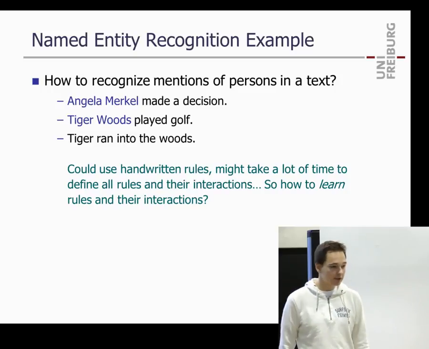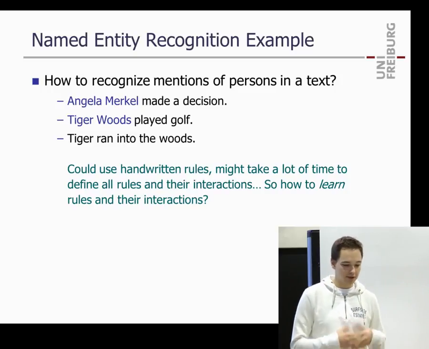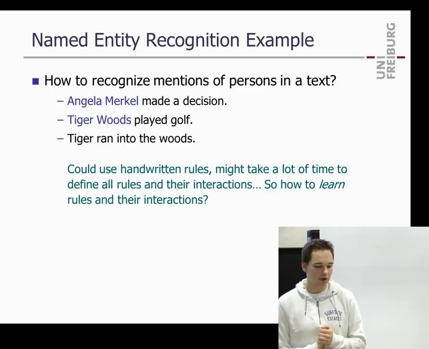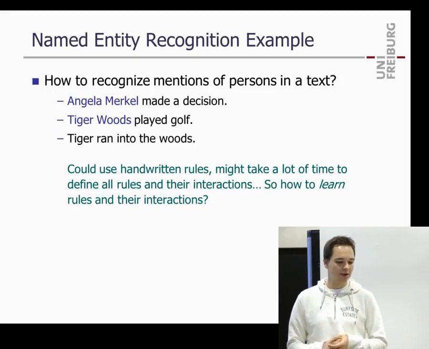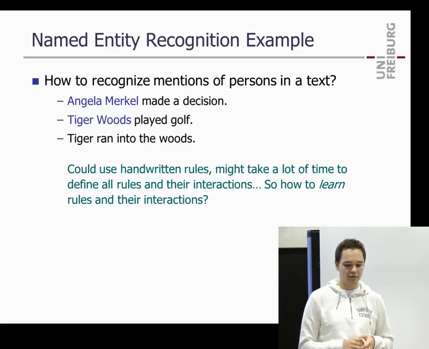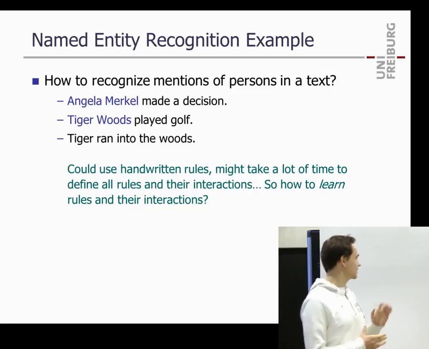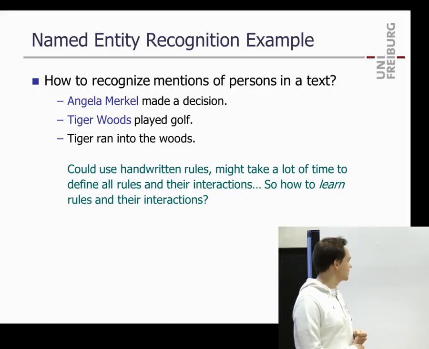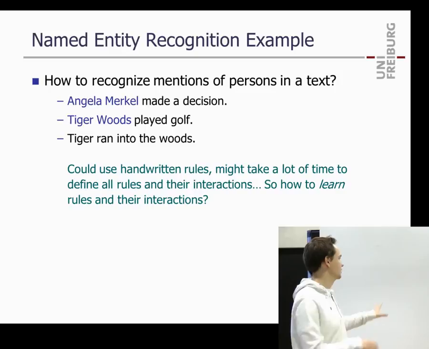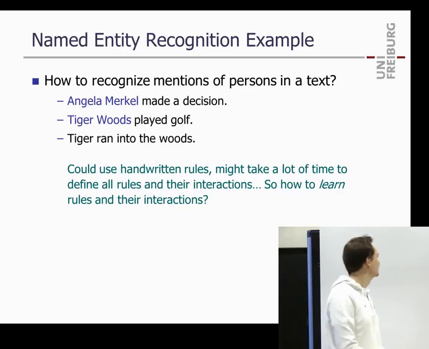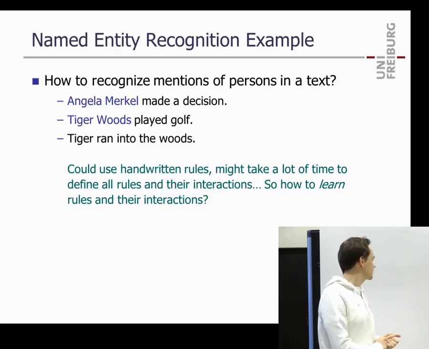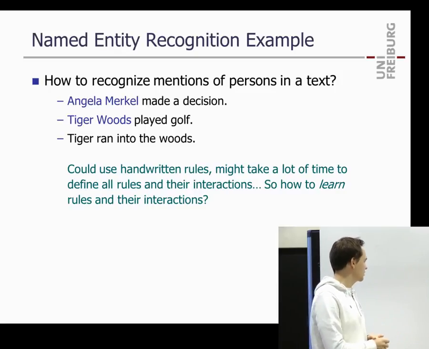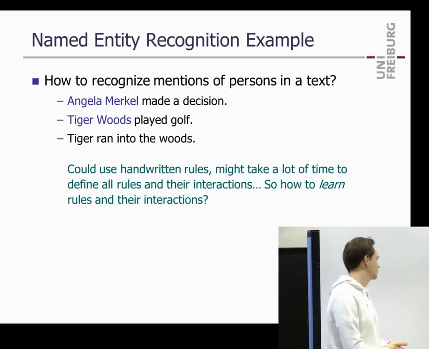So my concrete example is of course geared to our topic, natural language processing. So I will talk about named entity recognition, or I'll talk about something a bit more simple. We want to recognize mentions of persons in a text. So for example, here we have 3 sentences. Angela Merkel made a decision, Tiger Woods played golf, and Tiger ran into the woods. Maybe like a news headline, Tiger ran into the woods somewhere. So what we want to do is we want to know that Angela Merkel is a person, Tiger Woods is a person, but in Tiger ran into the woods, there's just an animal and a forest and no person.